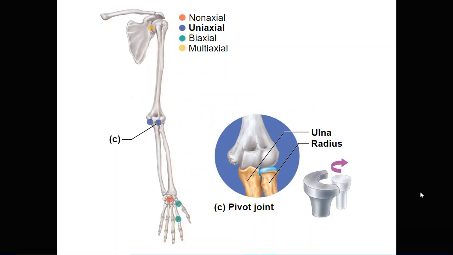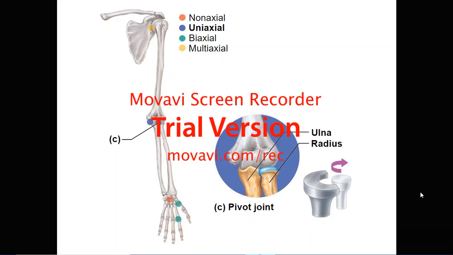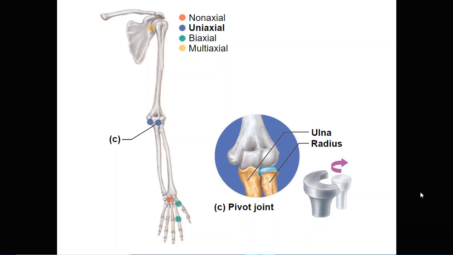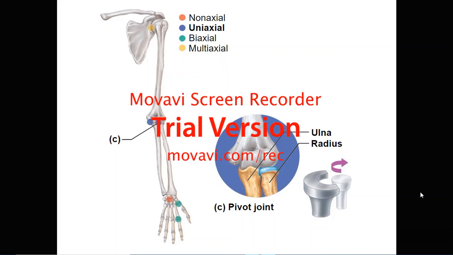In this case, it's going to be your radius that rotates over your ulna when you do pronation. So when you go from supination to pronation, meaning from your palms up to your palms down, your radius is going to rotate over the ulna. Okay, so that's the example of a pivot joint, and essentially that's also an example of uniaxial movement in one plane.